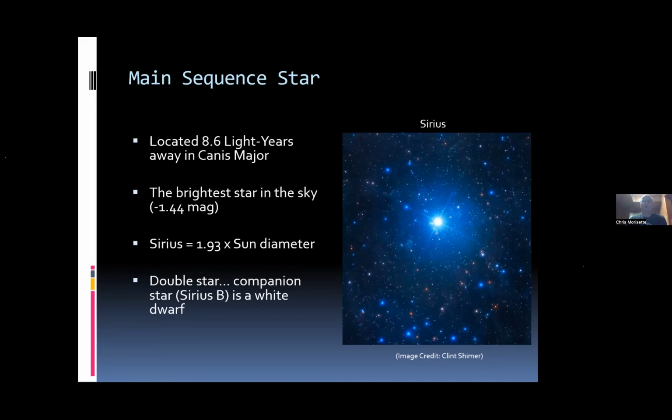It has a diameter roughly 1.9 times the diameter of our own sun, and it's a double star. It's interesting. It has a companion star, Sirius B, which is a white dwarf, and down the road that could cause some real fireworks. I'll talk a little bit more about that when we talk about stars near the end of their life. But Sirius A, which is the main star, and Sirius B could really get into a cosmic tangle and cause some fireworks.